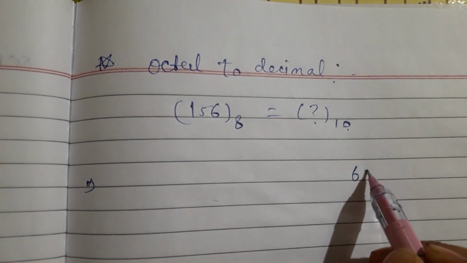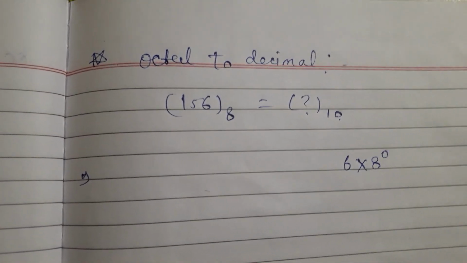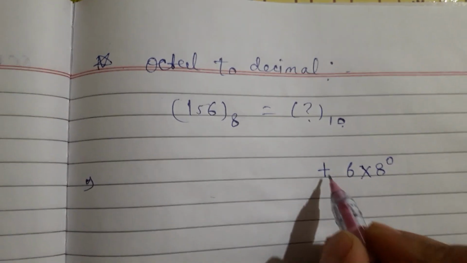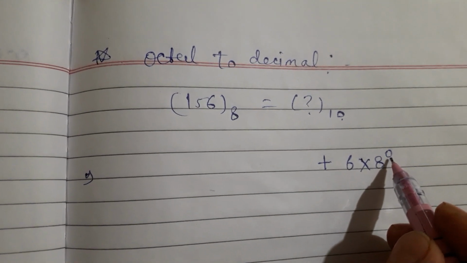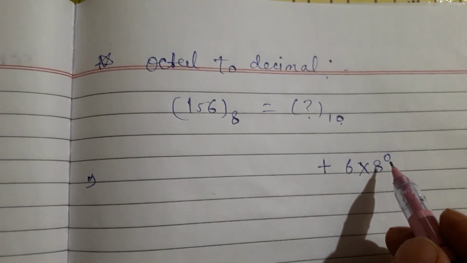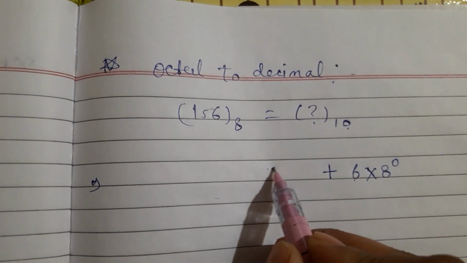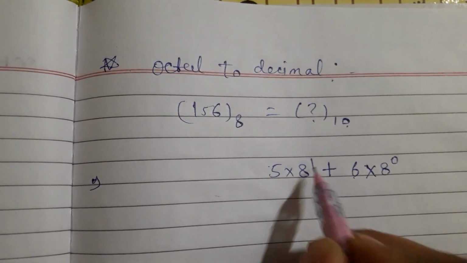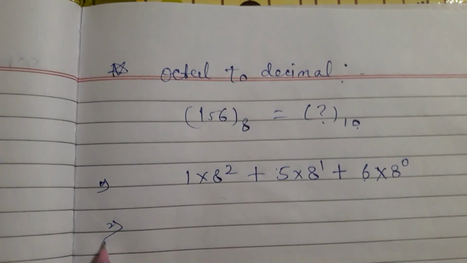So we need to multiply it with 8 to the power 0 from the rightmost digit, and we just need to increase the power of 8 from the rightmost to the leftmost digit. So 6 into 8 to the power 0, and then 5 into 8 to the power 1 plus 1 into 8 to the power 2, I can write it.